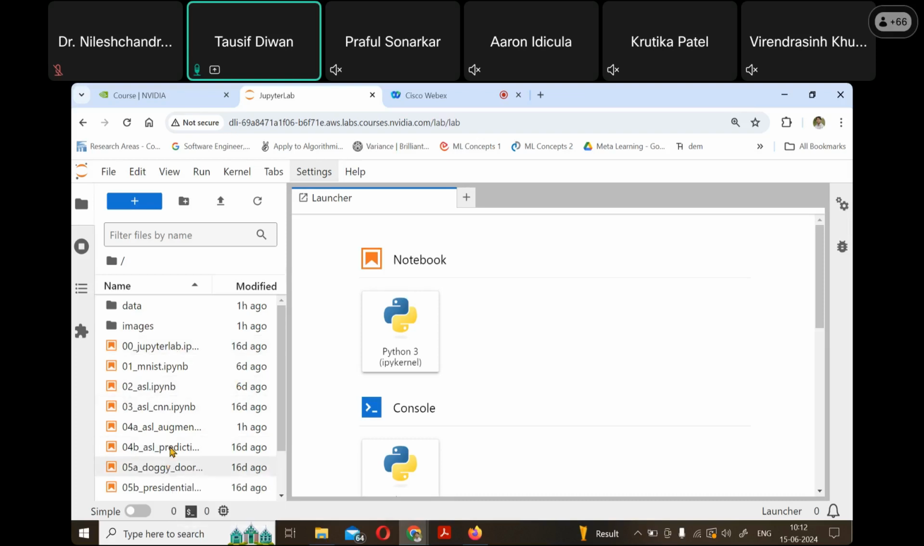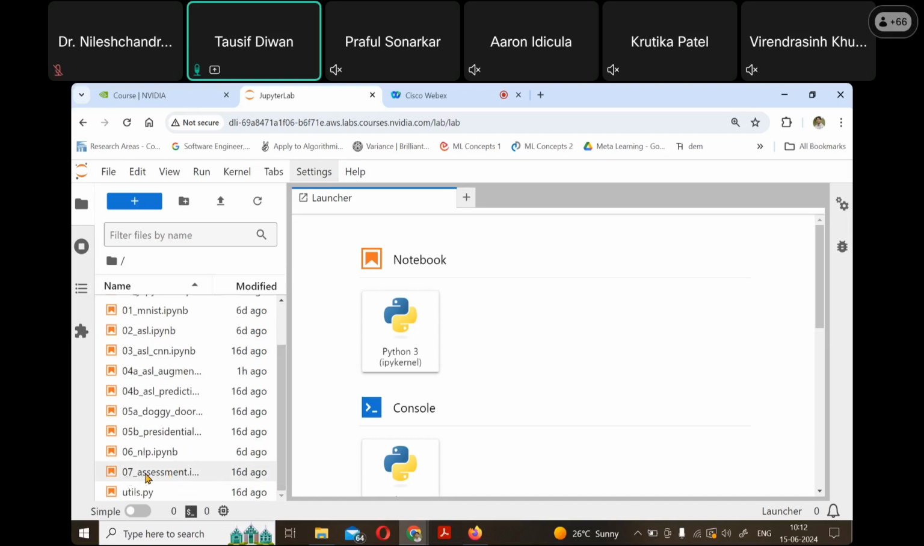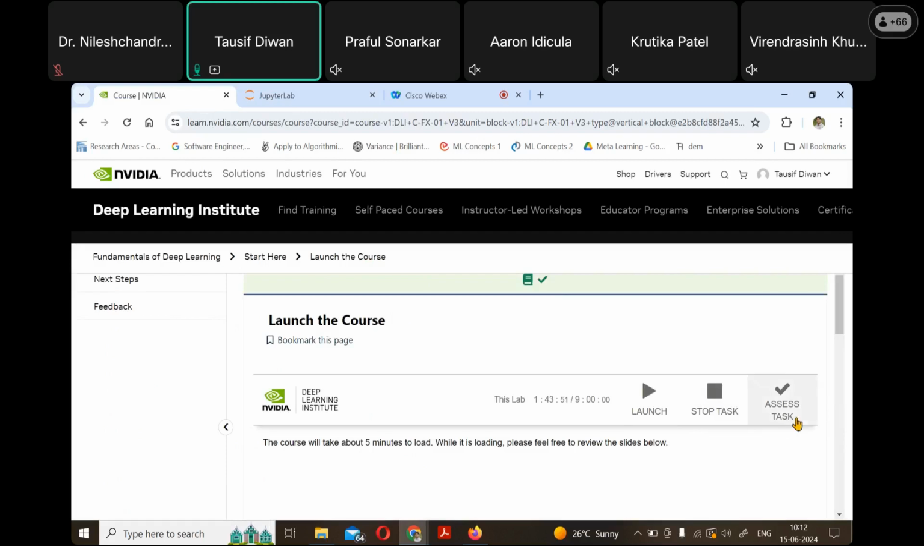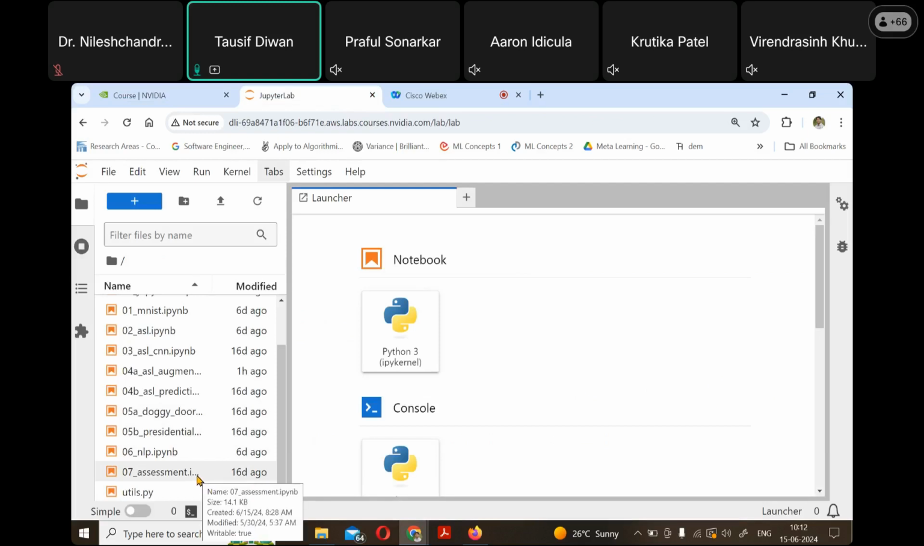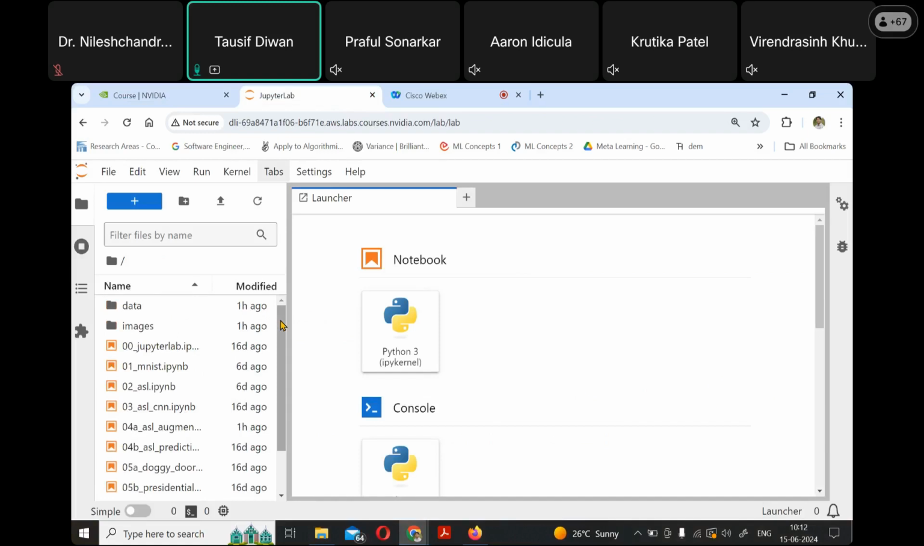So here we can see several notebooks. We will try to understand these notebooks, and based on these notebooks, one last assignment is there that you can see over here. That is notebook number 7. So based on the previous notebooks, you need to finish this assignment. Once you complete this assignment, you come back to the previous page and click on this assess task. If you completed the assignment successfully, then your certificate should get generated over here. At any point of time, if you have any doubt, please feel free to interrupt me. We will have the doubts cleared, and then we will move ahead.